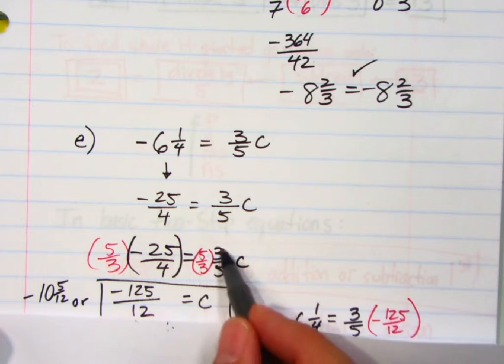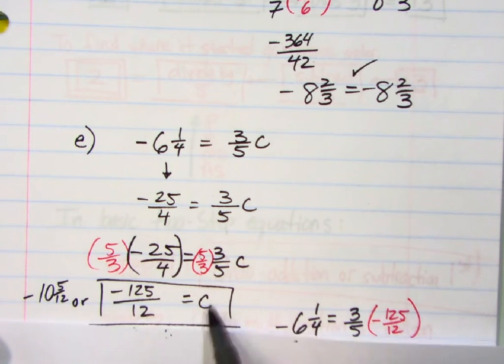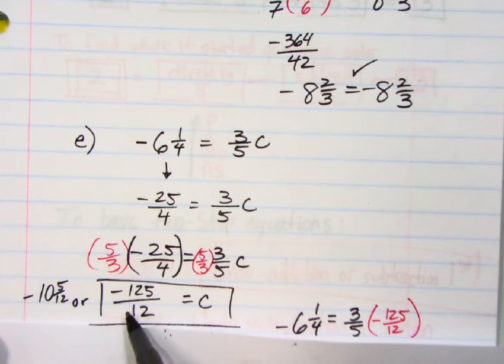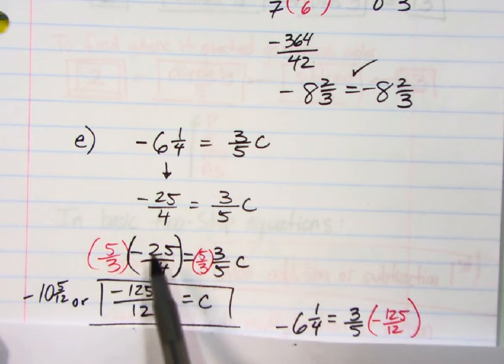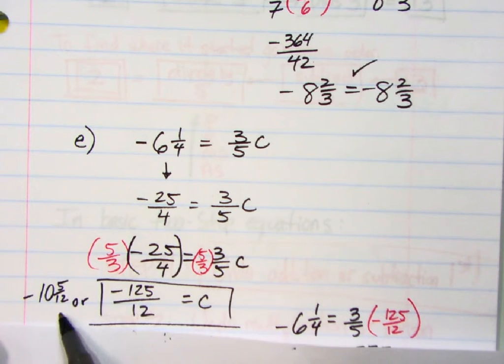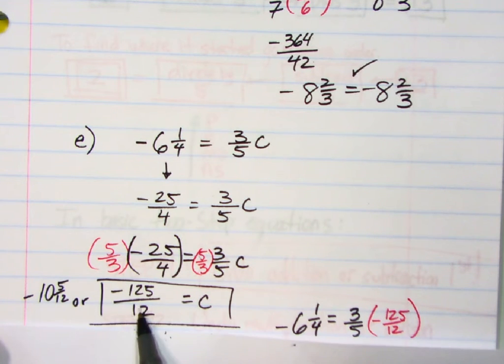The right side is going to cross out, which is the whole goal. And on this other side, I do some simplification, just multiply. Now, no cross canceling available, but I can just multiply straight across, and I get this, which reduces to a mixed number as negative 10 and 5/12. So either one of these is my answer. I'd be okay with you leaving that.